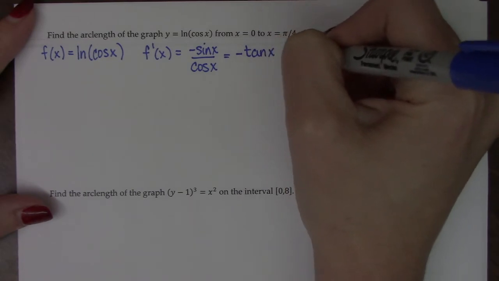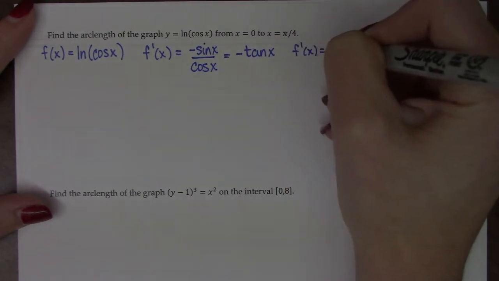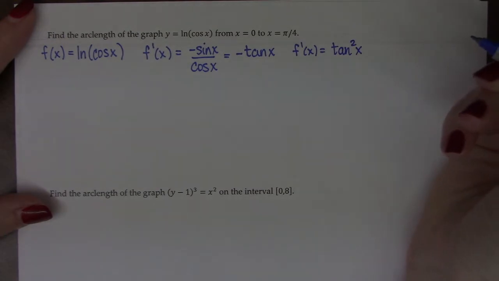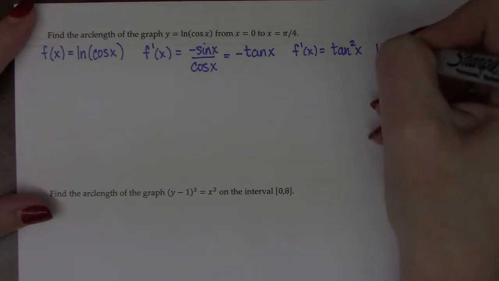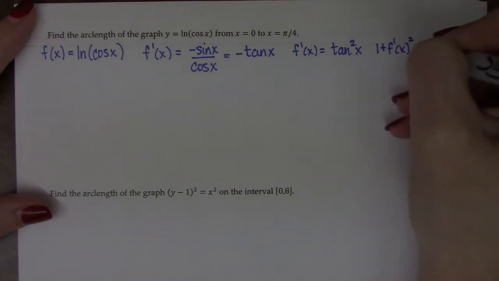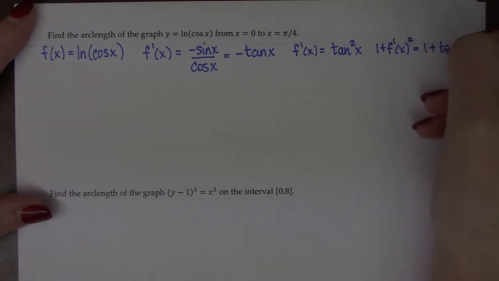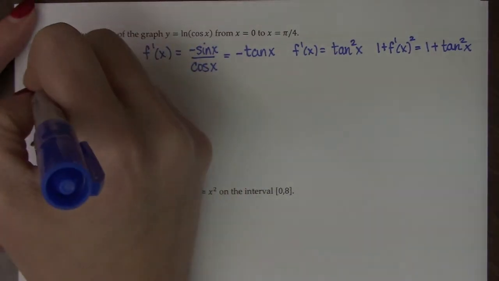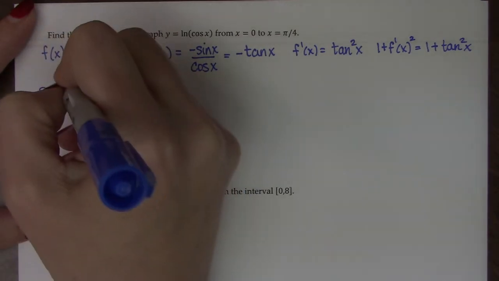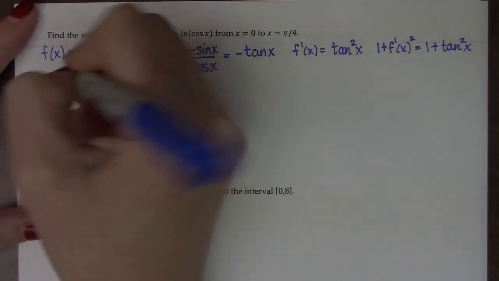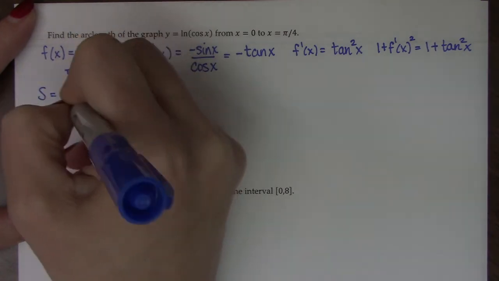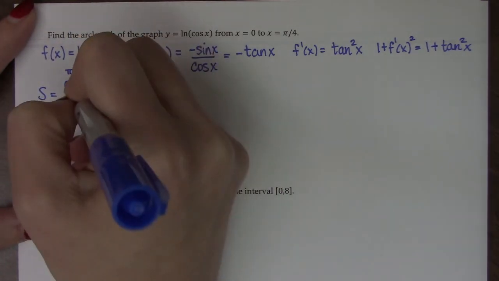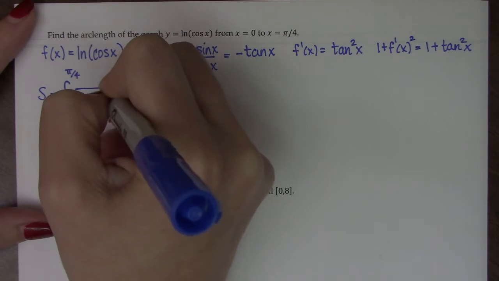Then I need to square the derivative, so that just becomes tangent squared x. 1 plus f prime of x squared is just 1 plus tangent squared x. So when we set up our integral, we're going to get the integral from 0 to pi over 4 of the square root of 1 plus tangent squared x dx.